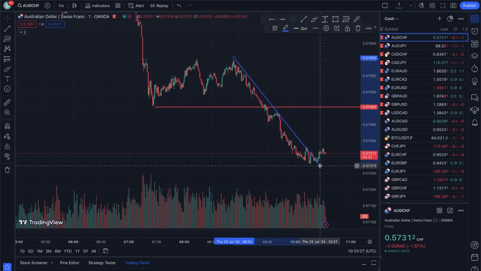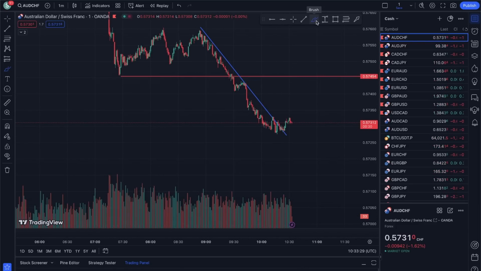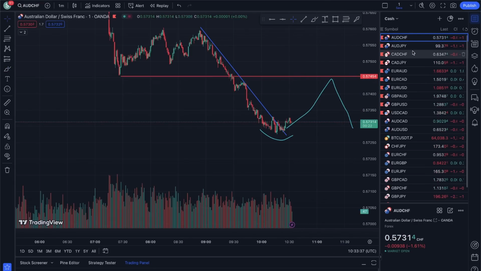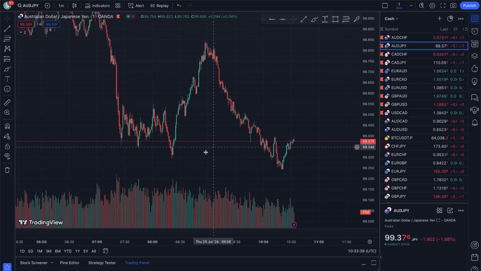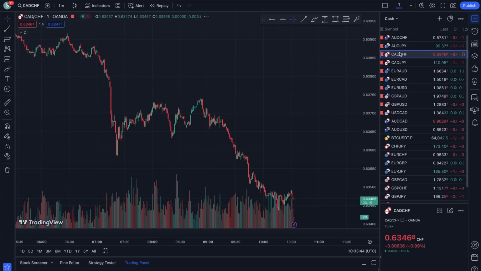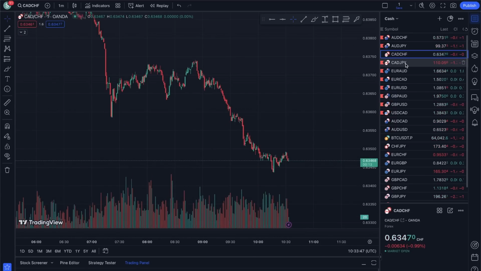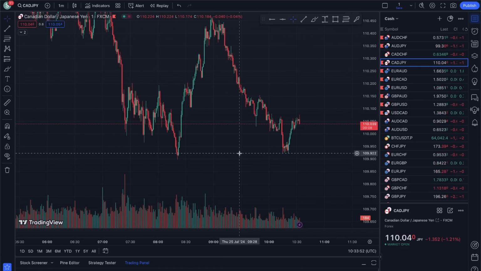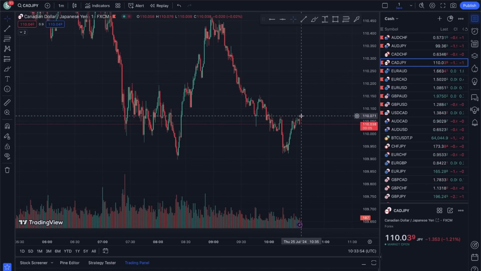Let's take a look at another currency pair. This is the Australian dollar and Swiss franc. We had a trend, and the trend is breaking. It is possible that we will continue to rise. The Australian dollar and Japanese yen look exactly the same. Canada and Switzerland are not really that interesting, but the Canadian dollar and Japanese yen have found support and are gradually starting to reverse.